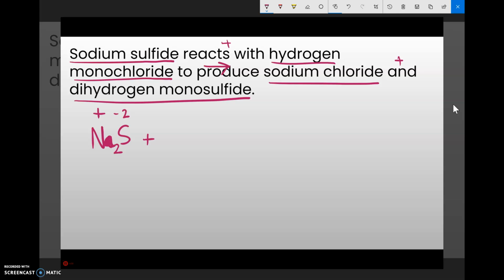Reacts with hydrogen monochloride, this is just HCl. Again, on the test, I would give this to you. And then to produce is arrow.